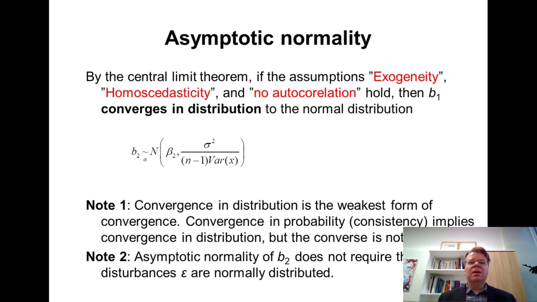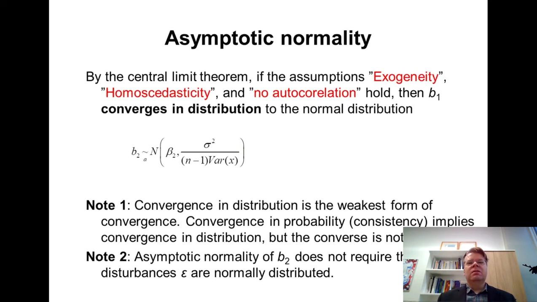So we know the expected value of the estimator, we know its variance, and we know that the distribution is asymptotically normal. Whenever there is a large enough sample size, we know that this estimator B2 should be normally distributed. Okay? And here is one important issue that I want to clarify. In developing this result, this asymptotic normality, we do not need to require that this error term epsilon is normally distributed.